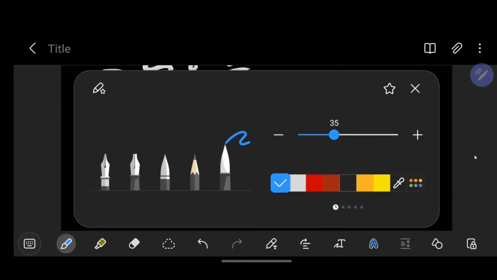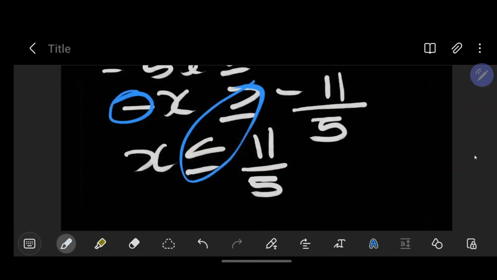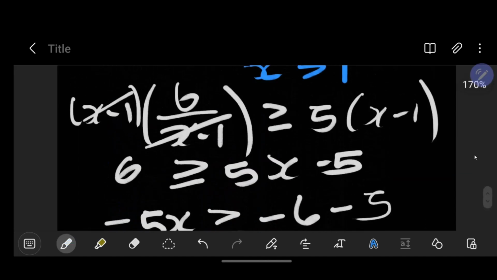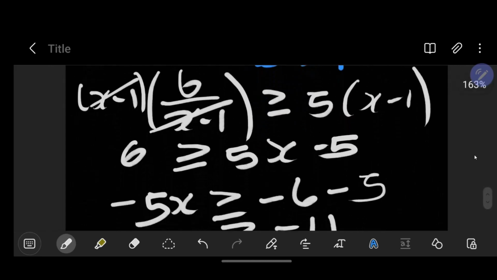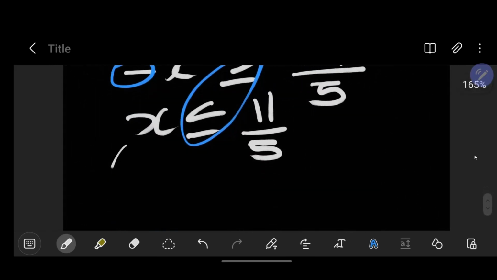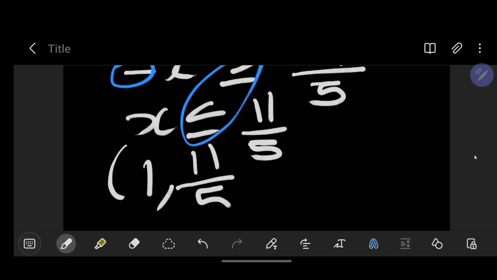So how would we write this out, right? So basically, we know that we were given that 6 over x minus 1 must be greater than 0, which means that x has to be greater than 1, cannot be anything equal to 1 or less than 1. So that's our smallest value. So we have round bracket 1. Our biggest value here is x needs to be less than or equal to 11 over 5. So that will be our biggest value we can have. And this would be a square bracket because we are saying equal to.